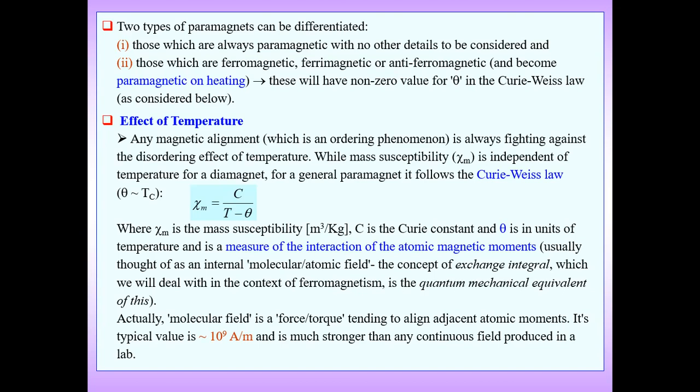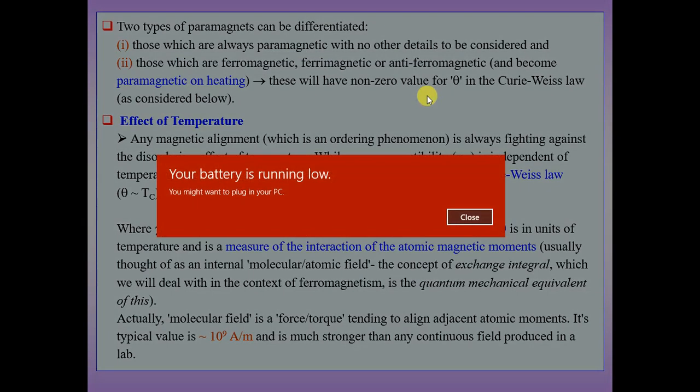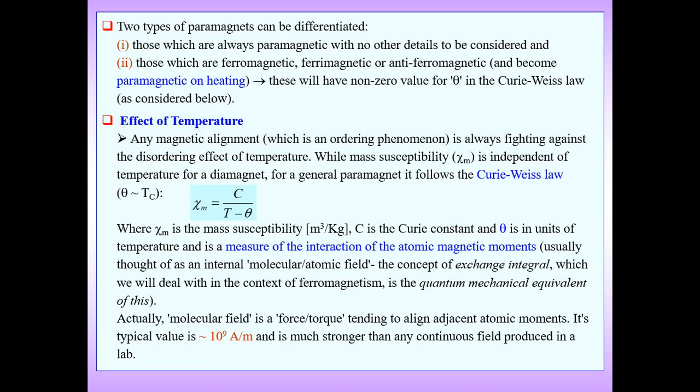Experimentally one finds that the magnetization of a paramagnetic material is inversely proportional to the absolute temperature T. So M is equal to C B0 by T. See here, we are using chi m equal to C into T by T minus theta. So this is known as Curie's law.